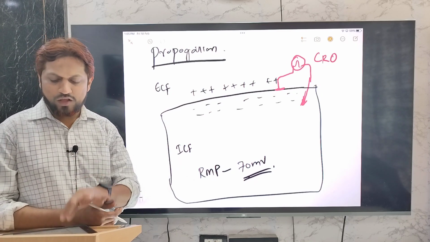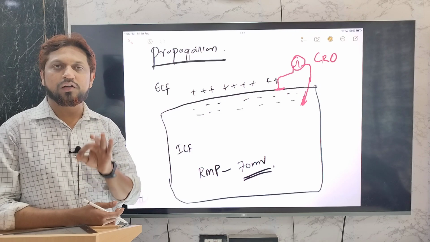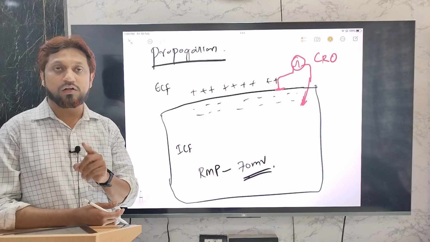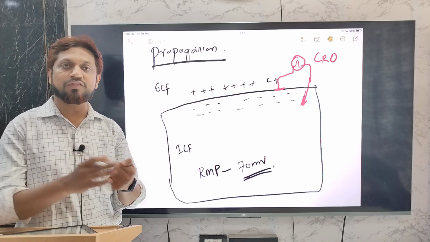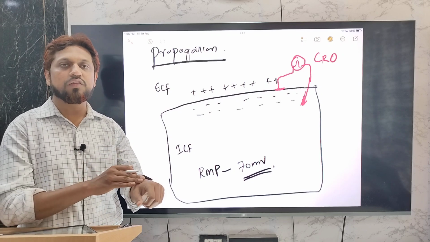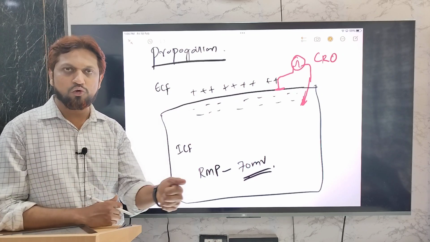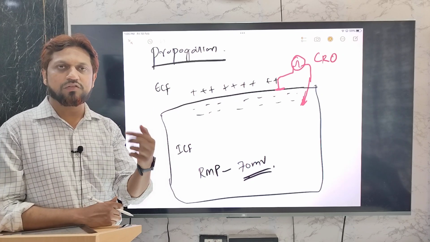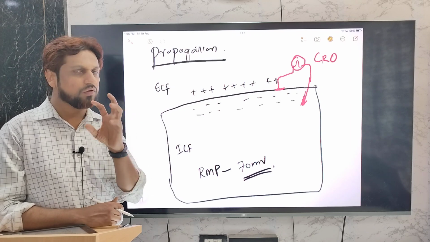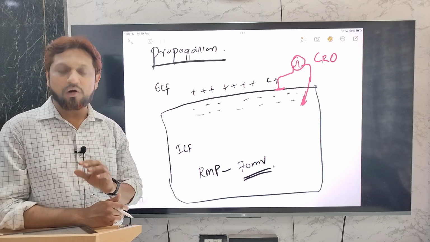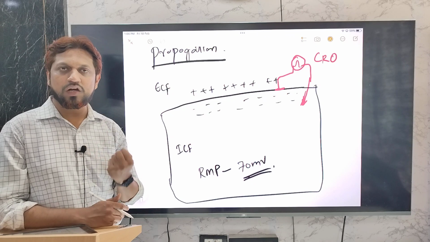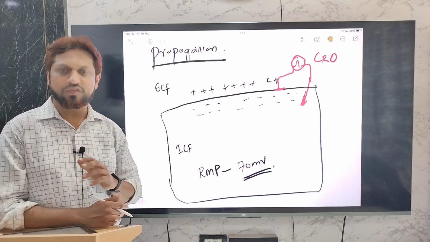Now, excitable tissue means tissue which can be excited or stimulated, in which the signal can be propagated, for example neurons and muscles like skeletal muscles, cardiac muscles and smooth muscles, or a few glands. These have the property of getting stimulated or excited. That is why they are known as excitable tissue.